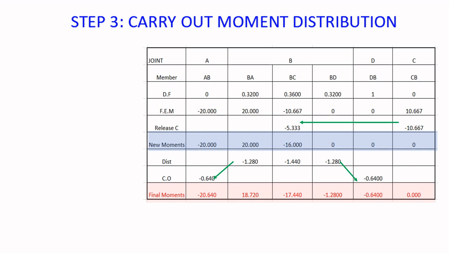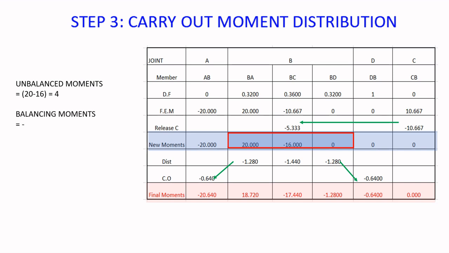So we'll start by calculating the unbalanced moment at joint B, and the unbalanced moment is 20 plus negative 16 plus 0, which is basically positive 4. So the balancing moment, therefore, will be opposite in sign. If the out of balance moment is positive 4, the balancing moment will be negative 4. So you're going to distribute this moment according to the distribution factors.